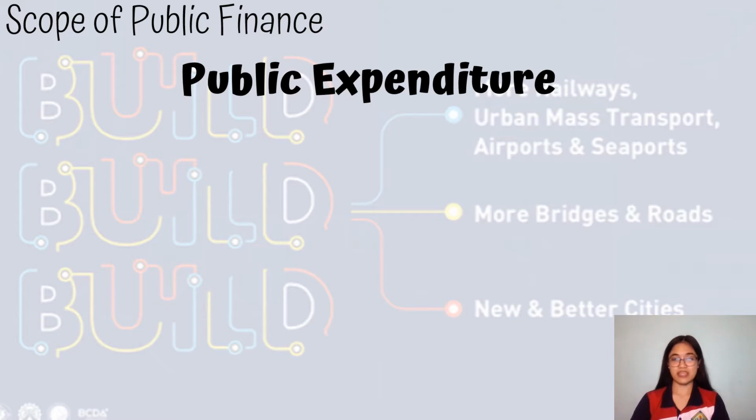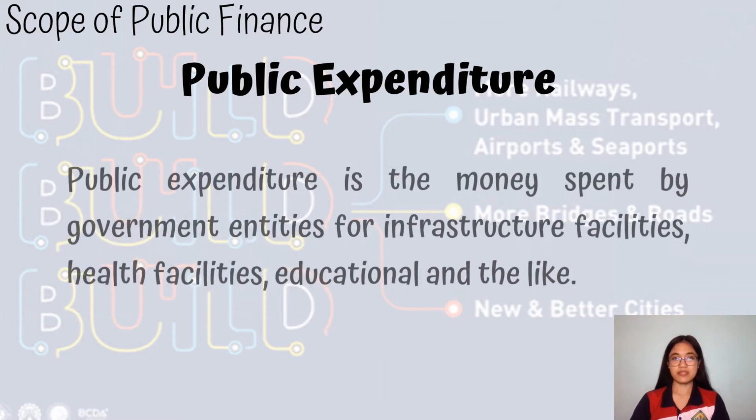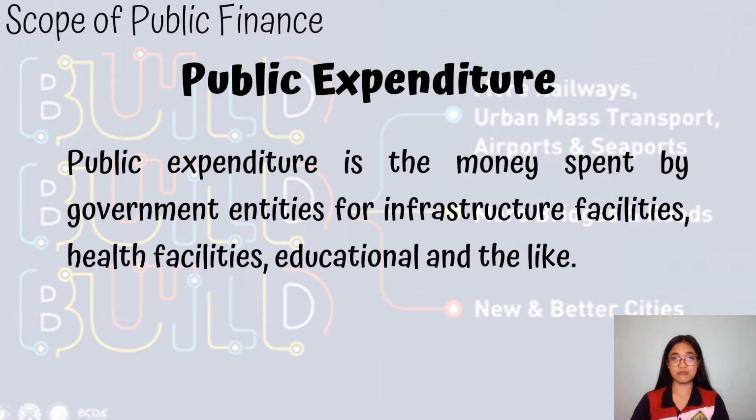Second is public expenditures. So public expenditure is the money spent by the government entities for infrastructure facilities, health facilities, educational, and the like. So these facilities are intended for the benefit and welfare of the general public.